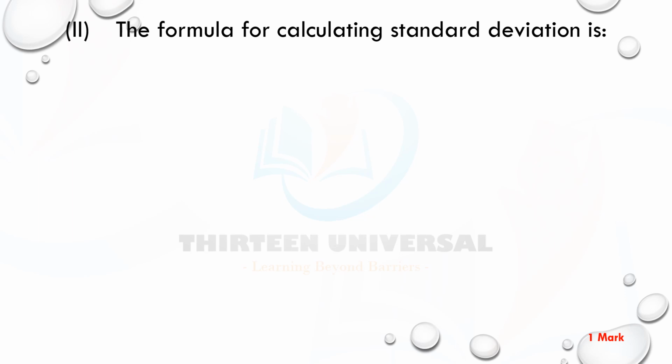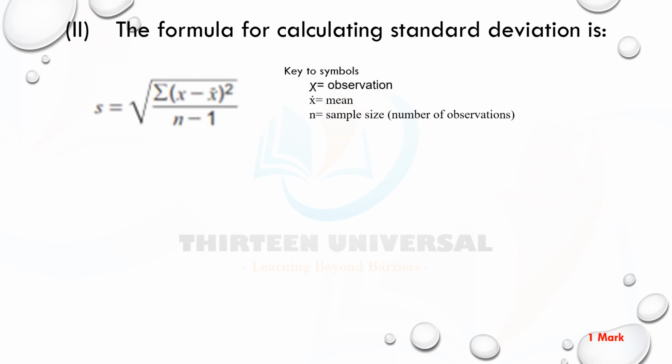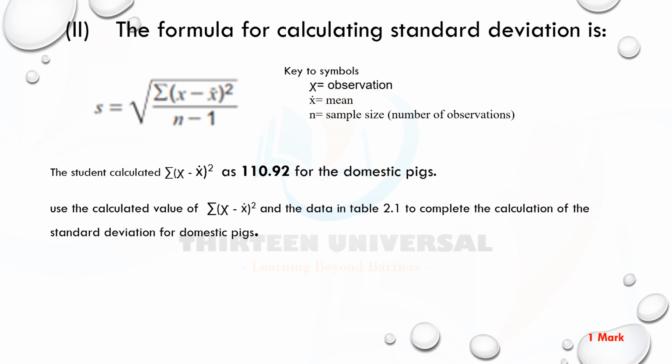The formula for calculating standard deviation is this. Okay. The student calculated the standard deviation as this for the domestic pig. Use the calculated value of this and data. Complete the calculation of standard deviation for domestic pig. Okay. Try this, calculate it. Do you want to do that? So this has been done for you already. So that standard deviation is equal to what? Equal to the square root of that, everything.